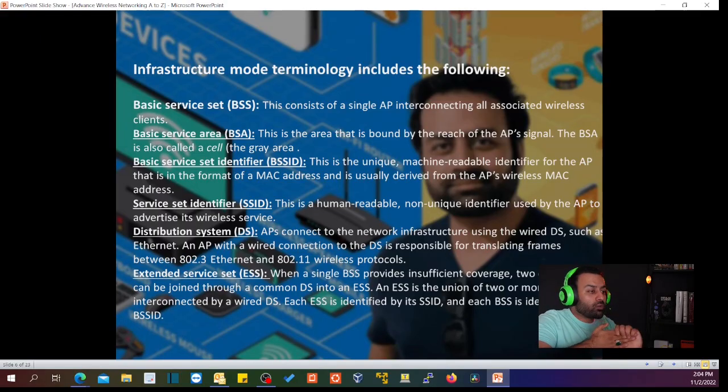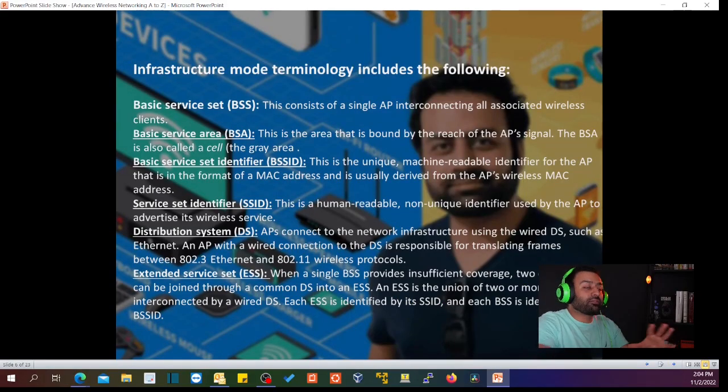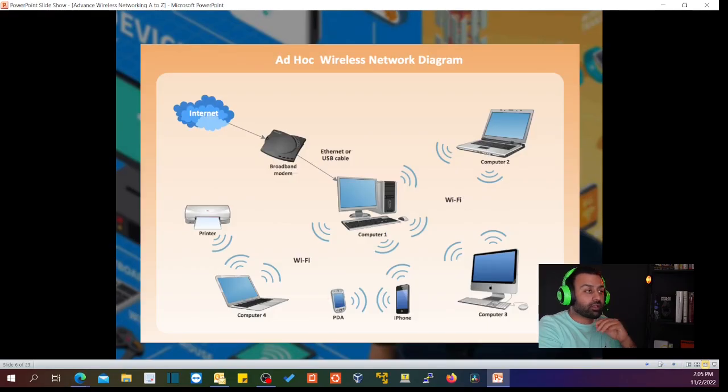So now we have the extended service set, ESS. When the signal of a BSS provides insufficient coverage, two or more BSS can be joined through the common DS into an ESS. As you look in here, we have two BSS: access point 1, which is on the right side, and access point 2, which is on the left side. This is the combination of both. These are what we call infrastructure mode terminology. I need your attention, guys. Let's move on and see what else is here, because it is very important.